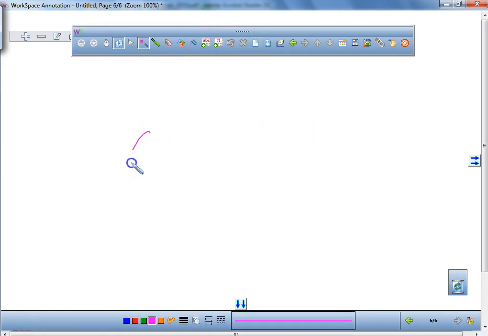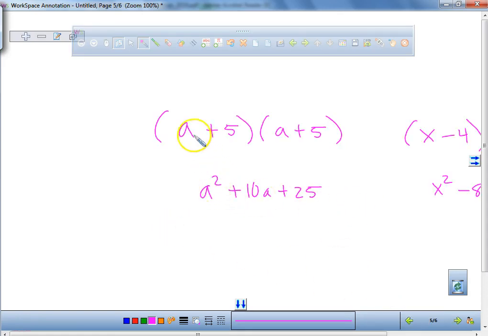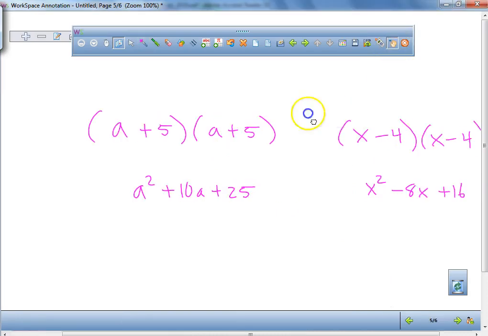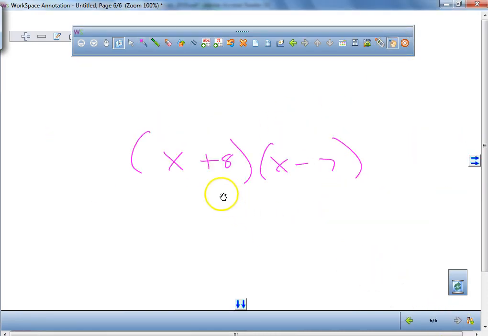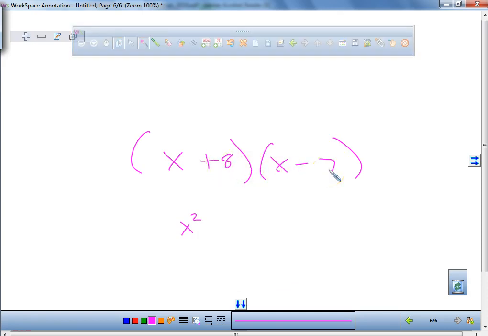Now let's do a quick little hard one. Here we go. x plus 8 and x minus 7. What do you know my first term is going to be? Looking at the pattern, that one was a squared. What was this one? x times x is x squared. So what do you know you're going to lead out with? x squared. What's the sum of those? No, that's an 8, that's a negative. What's the sum of those? 1. So you can put plus x. What's the product of 8 and negative 7? Negative, because 8 times 7 is 56.